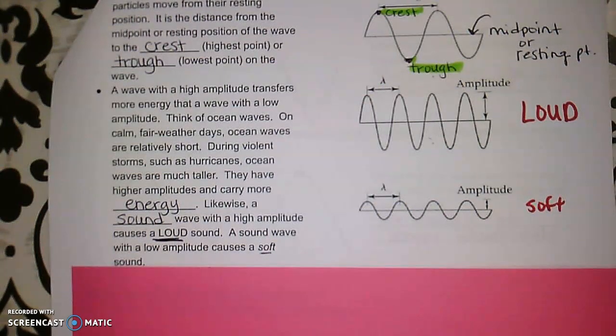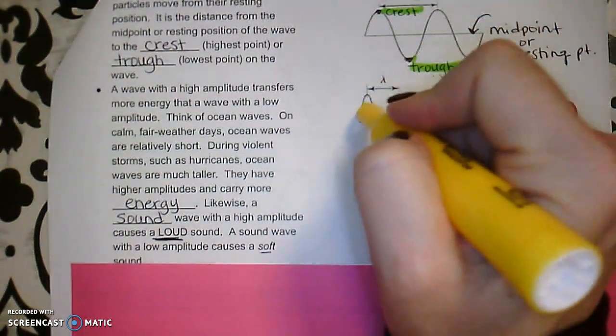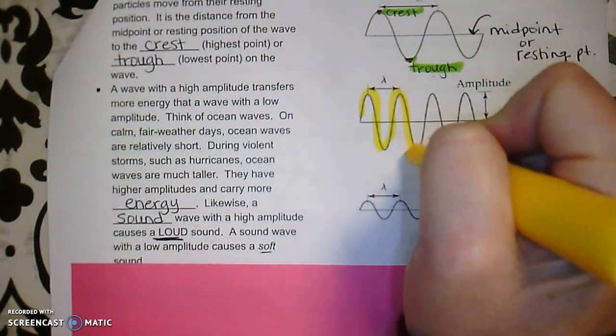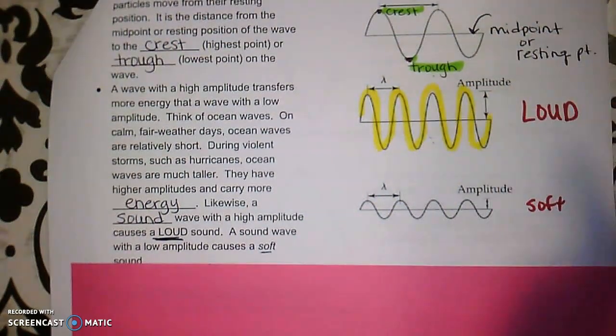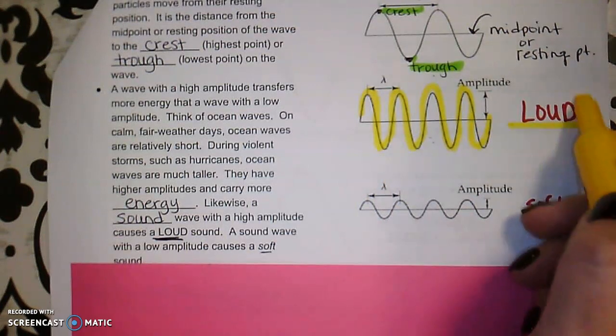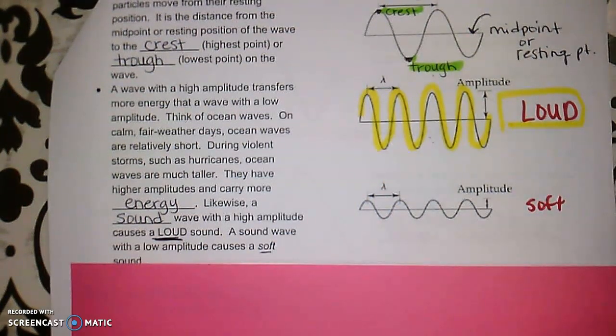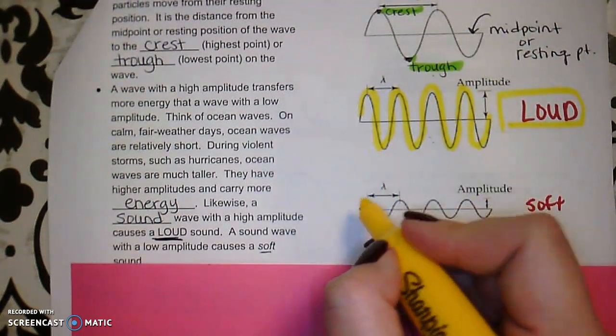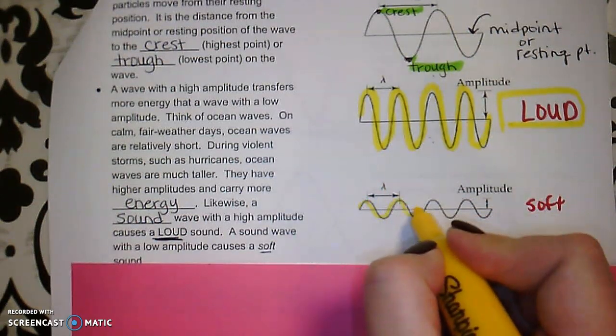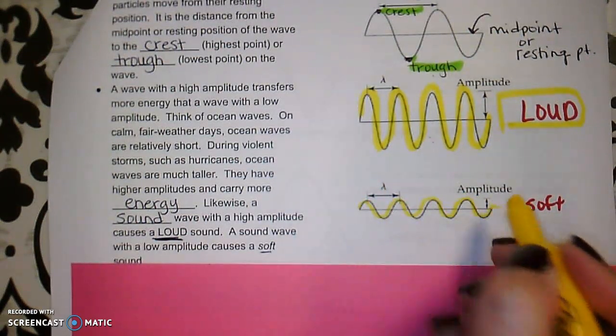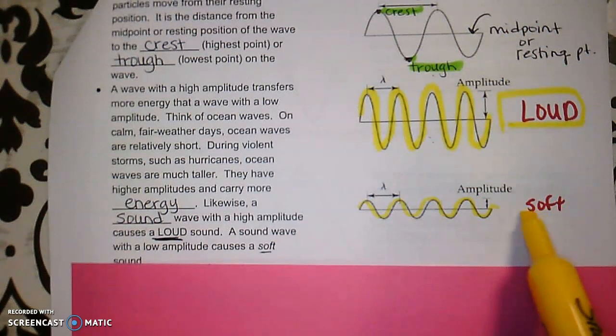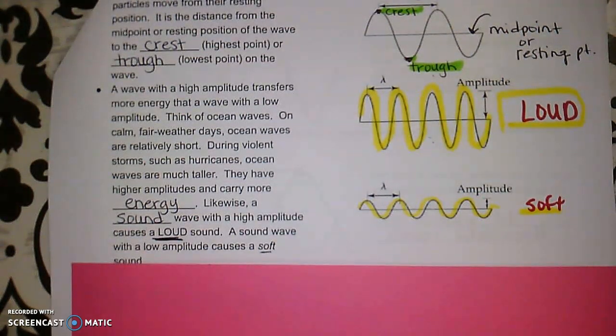So take a moment and highlight this wave with all of its crests and troughs. Note its resting position or midpoint, and note that it would make a very loud sound, whereas this, with a very low crest and trough, would make a very soft sound.